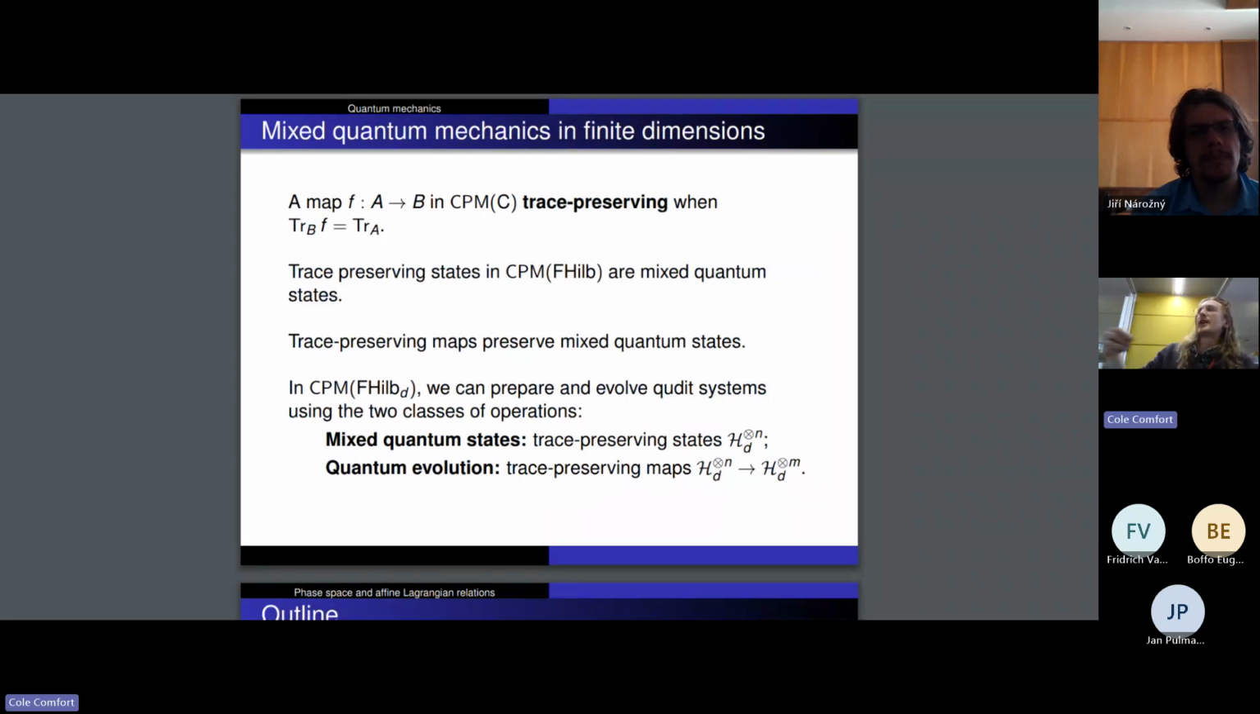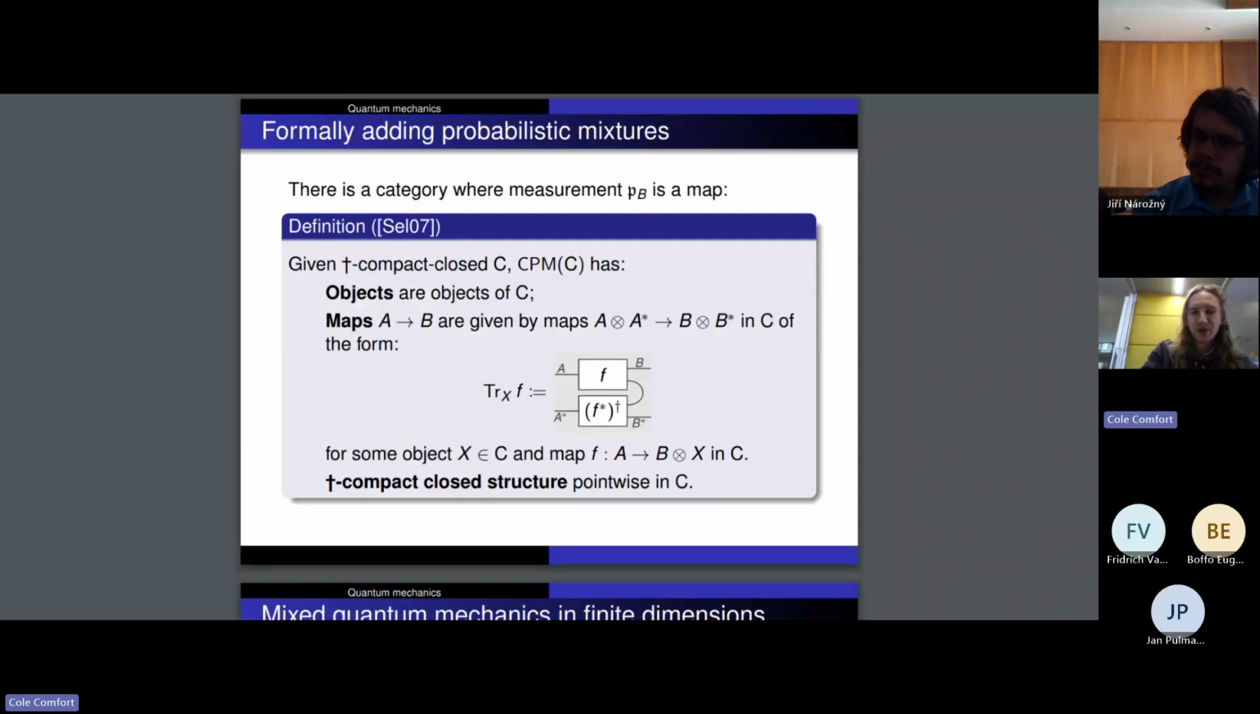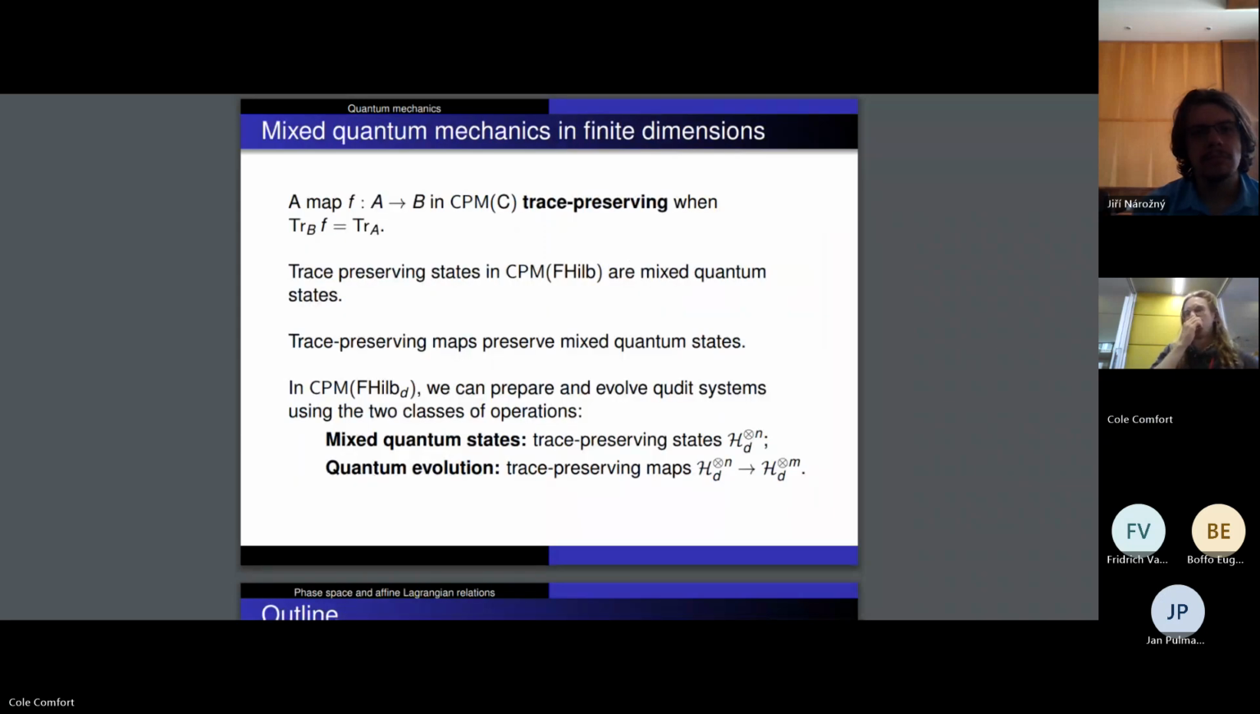So here, now the physical things are called trace preserving. It's like when you have this cap in the middle, it's trace preserving if you take the cap and you apply it to all of the outputs, and then the cap can pass through and become natural, and then you get a cap on the inputs. And the trace preserving states are precisely the mixed quantum states, and the trace preserving maps are the maps which are interpreted as being physically possible.